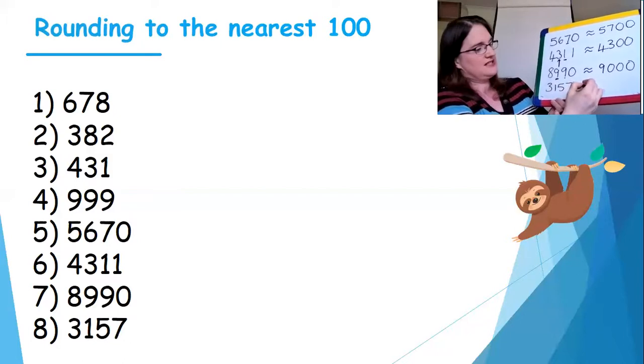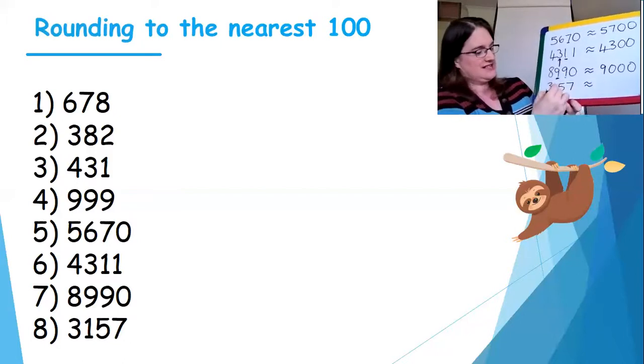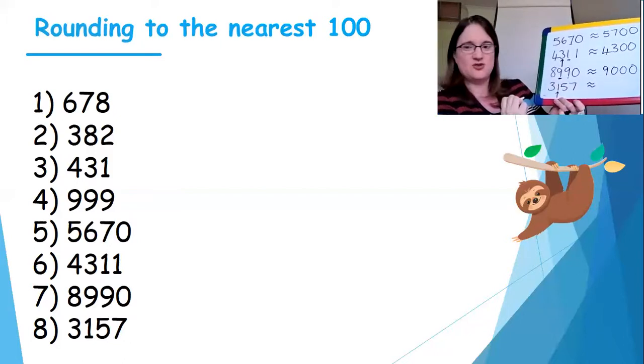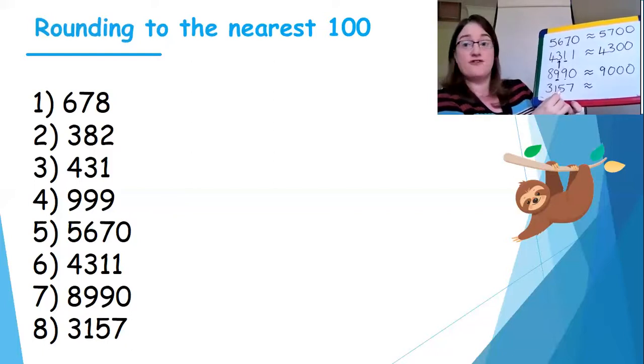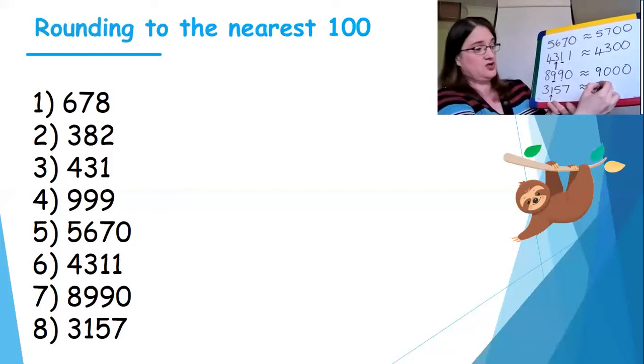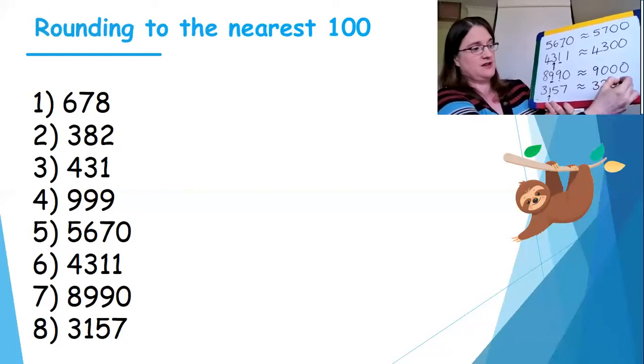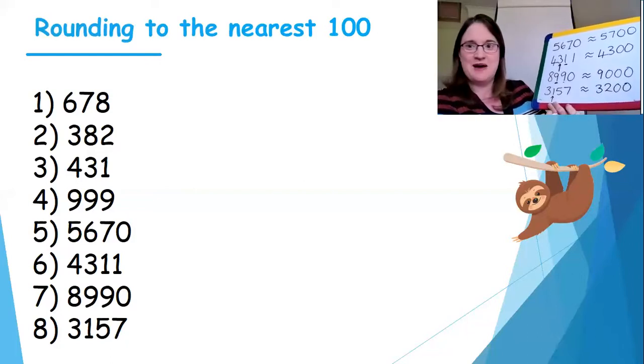3,157, rounded to the nearest 100. Here's our 100. Is it going to be 100 or is it going to be 200? We've got a 5 there, so it's got to go to 200. So it's going to be 3,200.